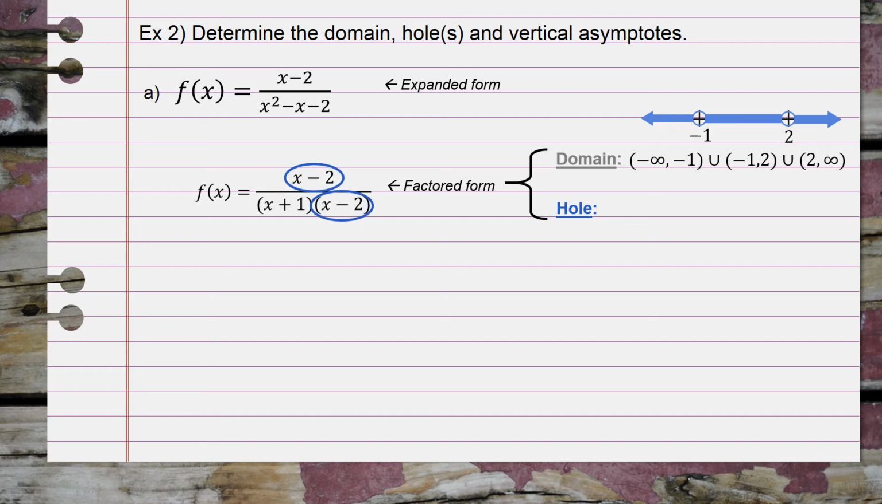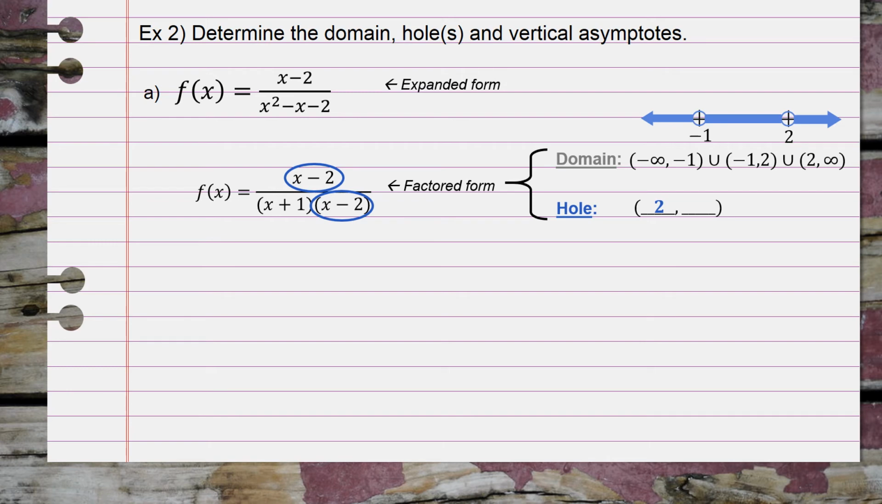Yes. X minus 2 appears in the numerator and the denominator, which means we are going to have a hole. Now, a hole is an open point, so it is an ordered pair that consists of an x value and a y value. We know the x coordinate by setting the common factor equal to 0 and solving. Well, x minus 2 is the common factor. If we set that equal to 0 and solve, we find x equals 2.